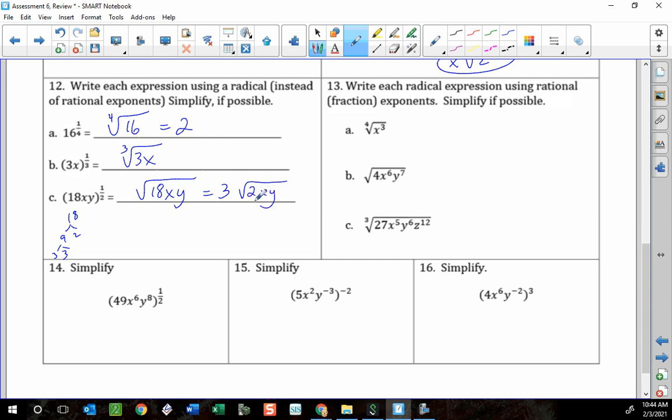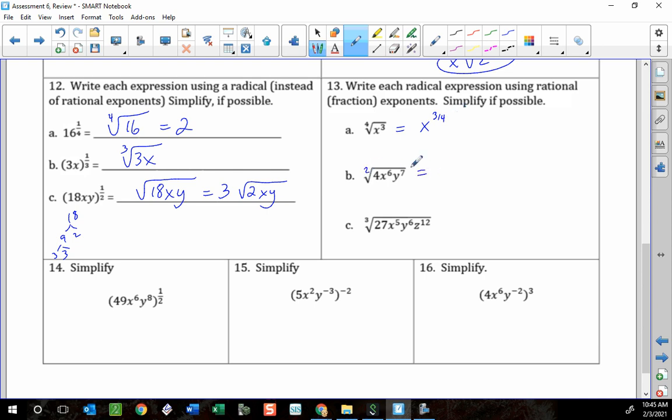All right, with number 13, we're going to do the opposite. These are radical expressions, and we are going to put them in exponent form, with rational exponents. So remember, power over root. So this is x to the 3/4. And 3/4 doesn't do anything. It doesn't reduce.